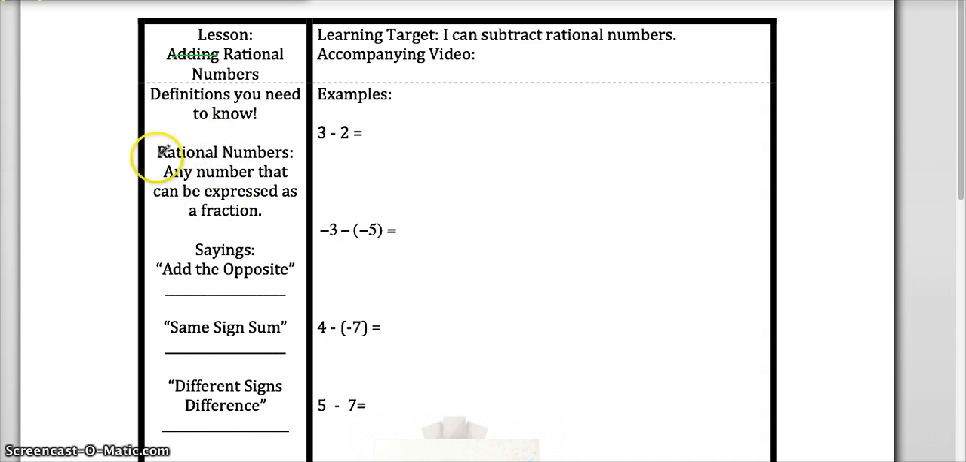So again, if you haven't watched the adding rational numbers video recently, your definition of rational numbers is any number that can be expressed as a fraction. And if you need a review on rational numbers, please go back and watch the adding rational numbers video as a refresher. And then in the previous video, we did same sign sum and different signs difference. Today, we are going to work on add the opposite.